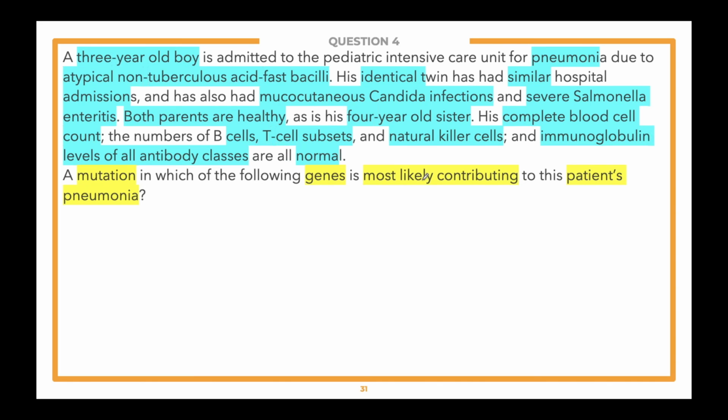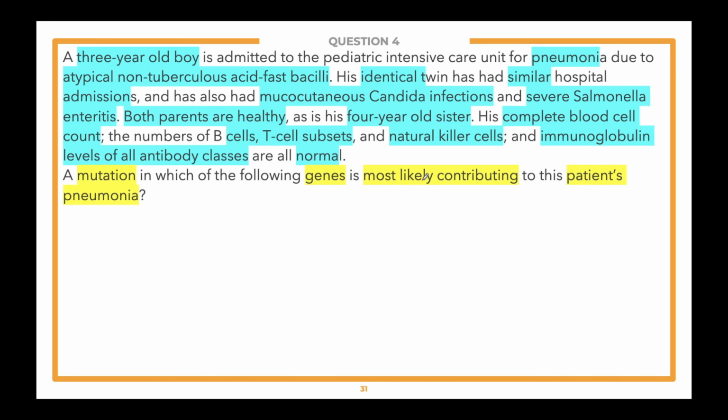So hopefully now, as we've gone through this 4th question and shown you what we think are the important clues, you're also getting a sense of what we need to be picking up on in these immuno questions. Now they're asking us about a mutation in a gene that's most likely contributing to the pneumonia. I think we've got a couple steps here. One, we've got to figure out what's going on in this patient based on the whole vignette. And two, what is the gene mutation in that condition or syndrome? So a nice 2-step question here.